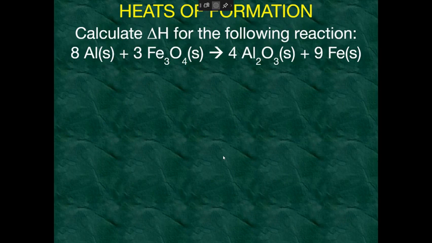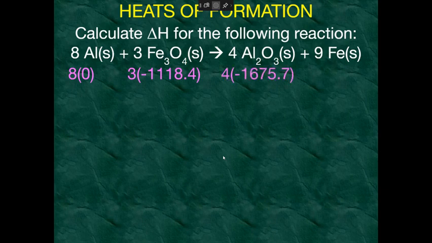I'm just going to look it up in a chart and I'm going to list them. Notice aluminum solid, that's in its standard state. An element in its standard state is always zero. We're going to look up Fe3O4 and we're going to look up Al2O3. Those are negative numbers, meaning that when you form those compounds, energy will be released. And when I say enthalpy of formation, that's to form them from their elements in their standard state.